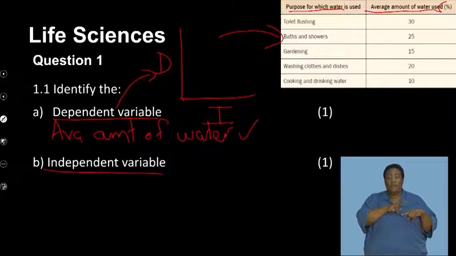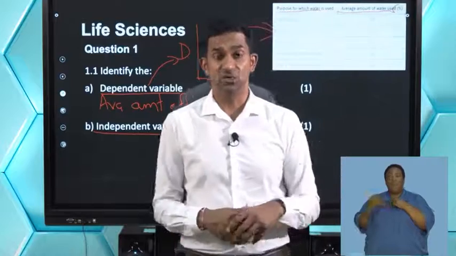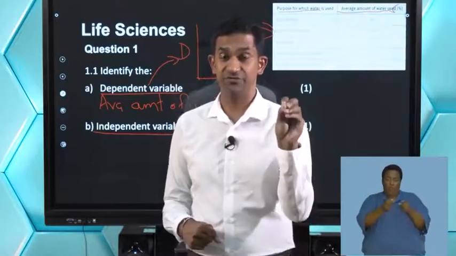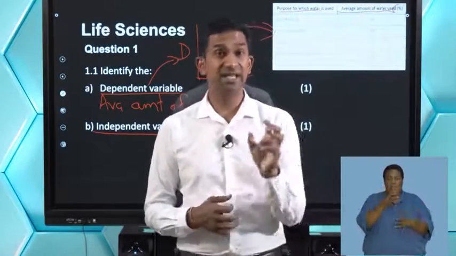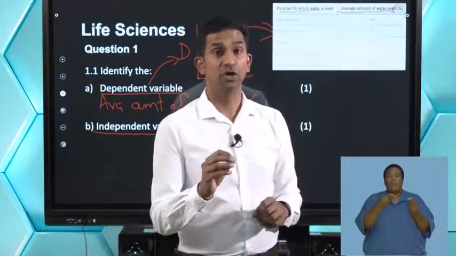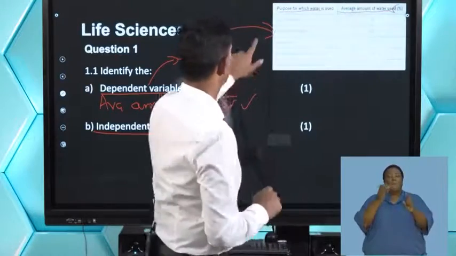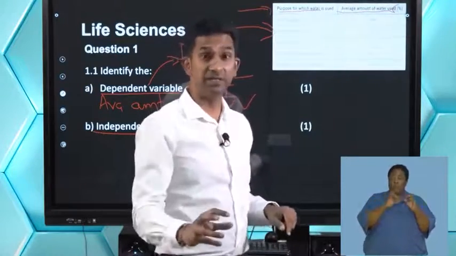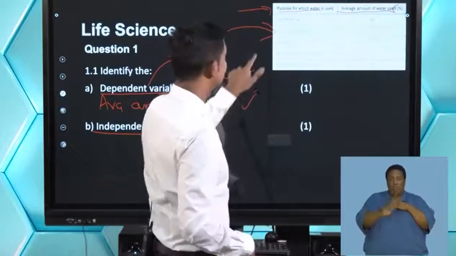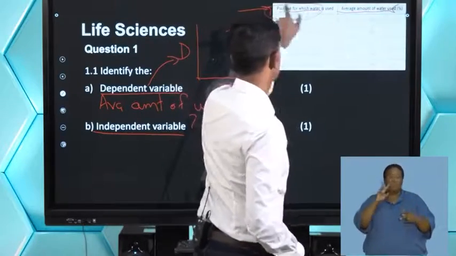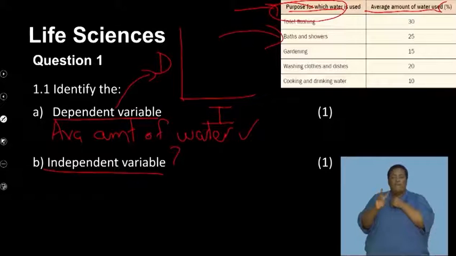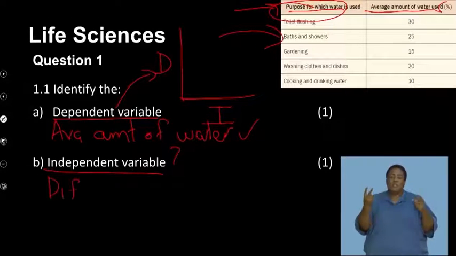The independent variable is essentially what is being investigated. What is it that these learners had control over in terms of trying to find information? They decided to find out information on the purpose of the water being used, so they established that that was going to be their independent variable. So the different uses of water, or the purpose of water, is the independent variable.